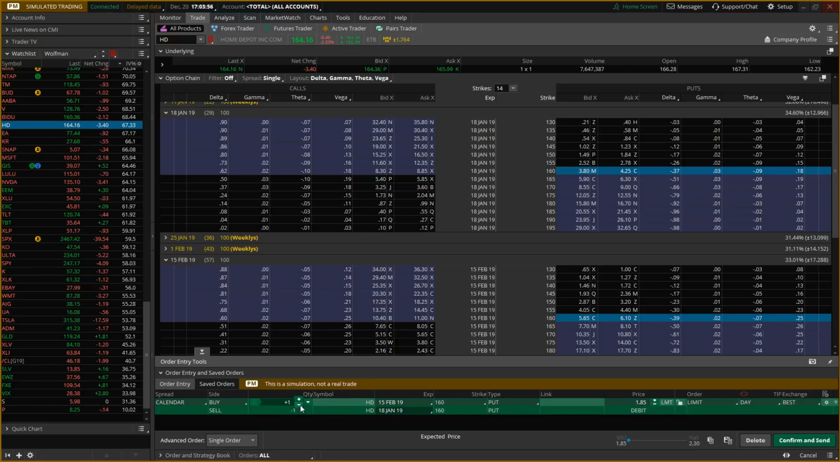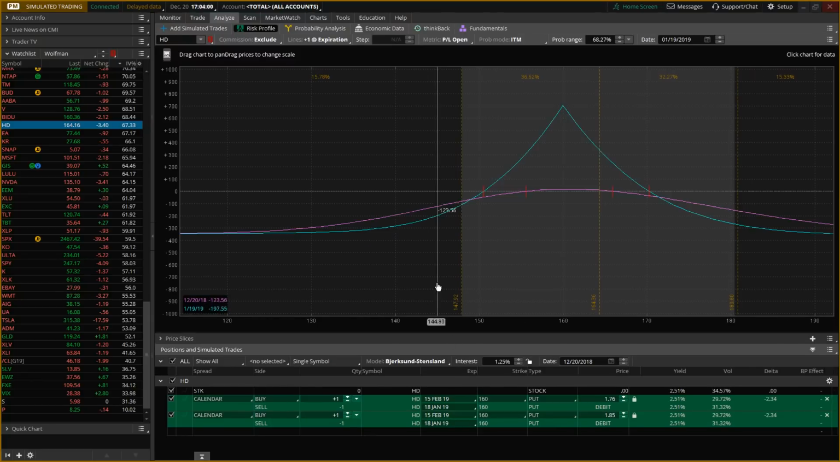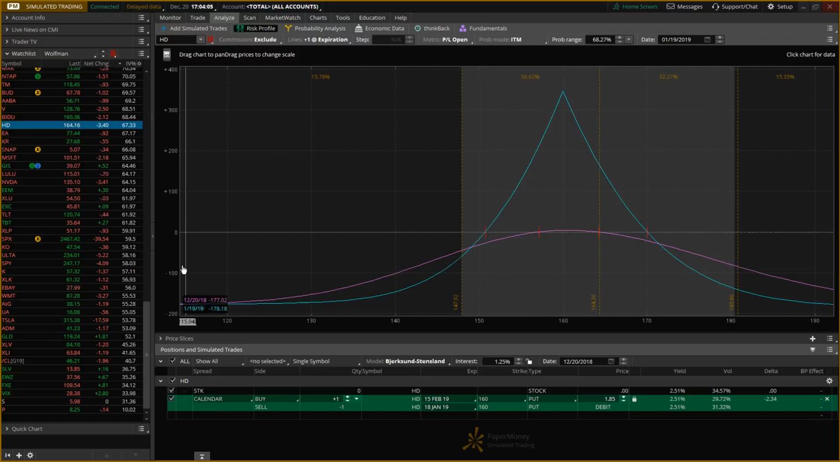Let's just look at the risk reward on this. Make sure we're risking one to at least make one. And we can see we've got $1.85 we're risking to make $200 or $350. We're making more than we're risking. That's a good thing. So that works.